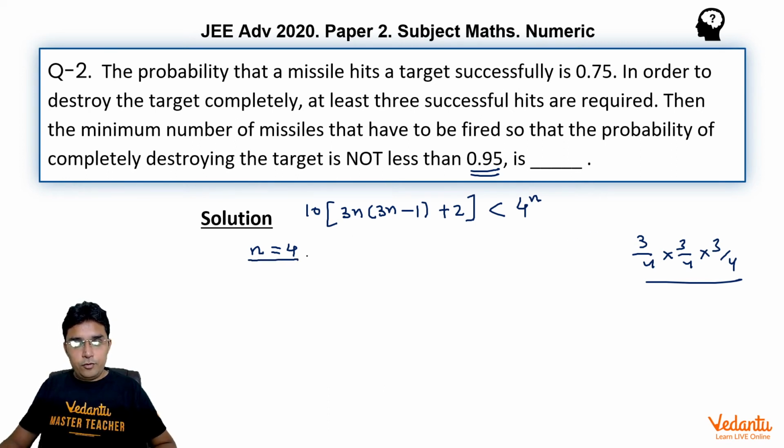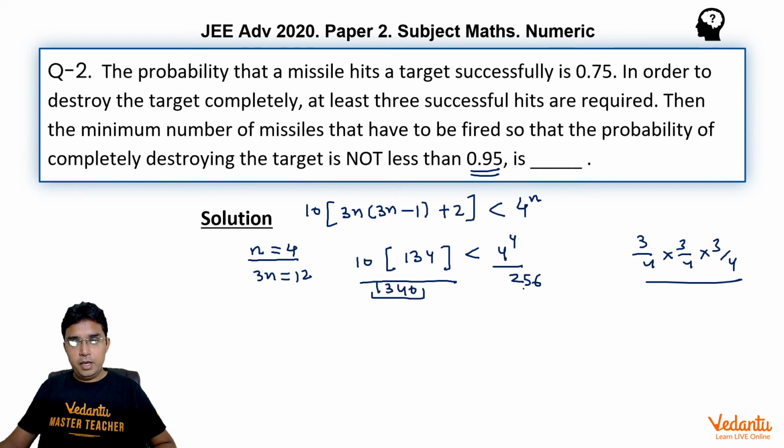So if n is equal to 4, 3n will be equal to 12. So your left hand side will become 10 into 12 into 11. That is 132 plus 2, so 134. We are not getting the desired result for n is equal to 4, because here we have 1340. On the right hand side, 4 power 4 is 256, and this is 1340, so not possible.